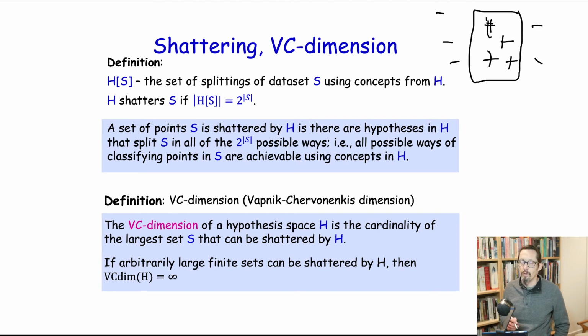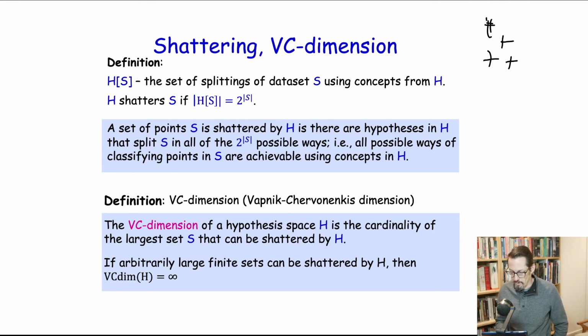Okay, so as long as we can split any pair of points away from each other with our decision boundary, then we can do what's called shattering the space. A set of points S is shattered by H when those hypotheses split S into all of the 2 to the S possible ways.